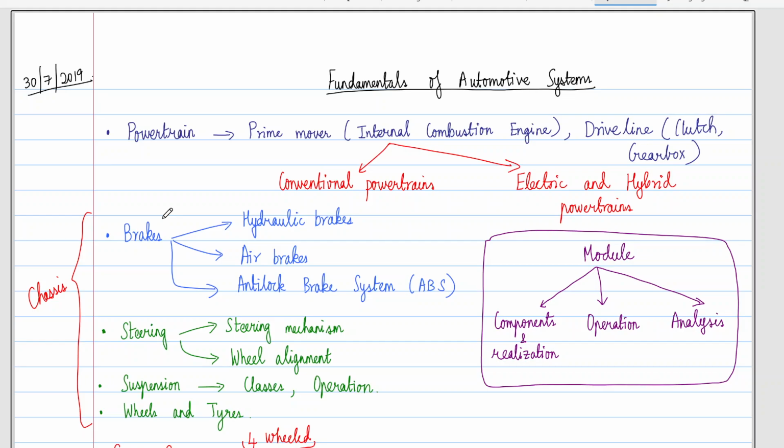And finally, we will also take a look at the wheels and tires module, where we'll be discussing how tires are important, and we'll touch upon the vehicle dynamics aspect. Our scope in this particular vehicle course will be limited to a single unit four-wheel road vehicle. So in each of the modules, we will be discussing the components and the realization, how it is physically present in the vehicle with some diagrams and actual photographs. We'll discuss how it operates and we'll perform the analysis.